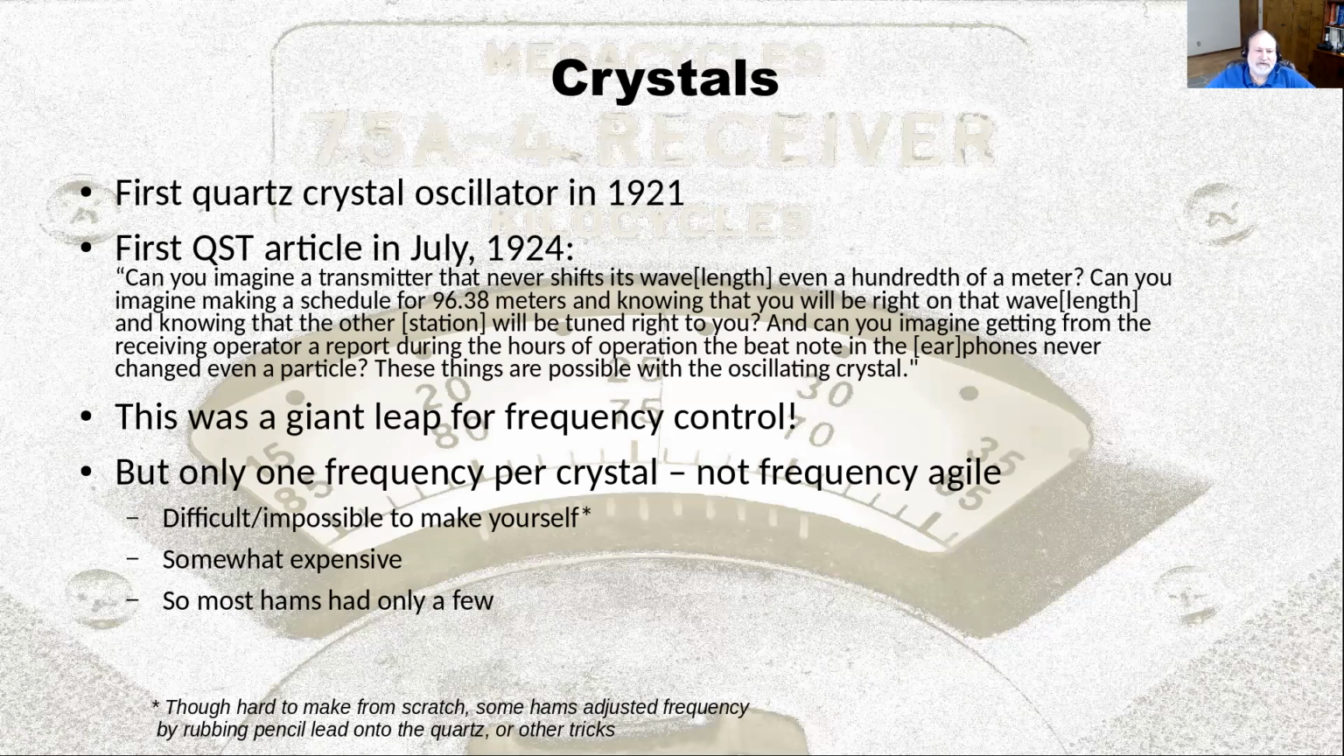Now, there was a little of a downside. You can only get one frequency out of a crystal. It's not frequency agile, and it's difficult, if not impossible, to make them yourself. They're somewhat expensive, so most hams had only one or maybe a few crystals, and that meant that they could only transmit on those specific frequencies. And crystals weren't really practical in receivers because a receiver needed to be able to tune.